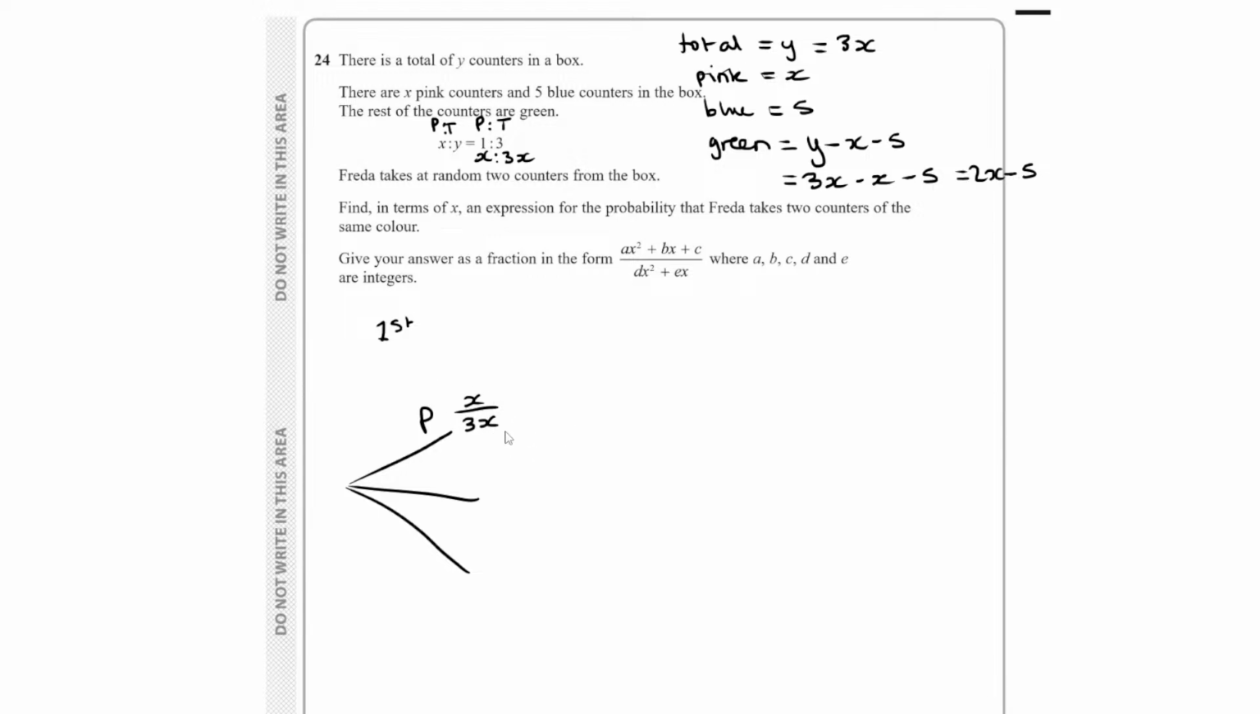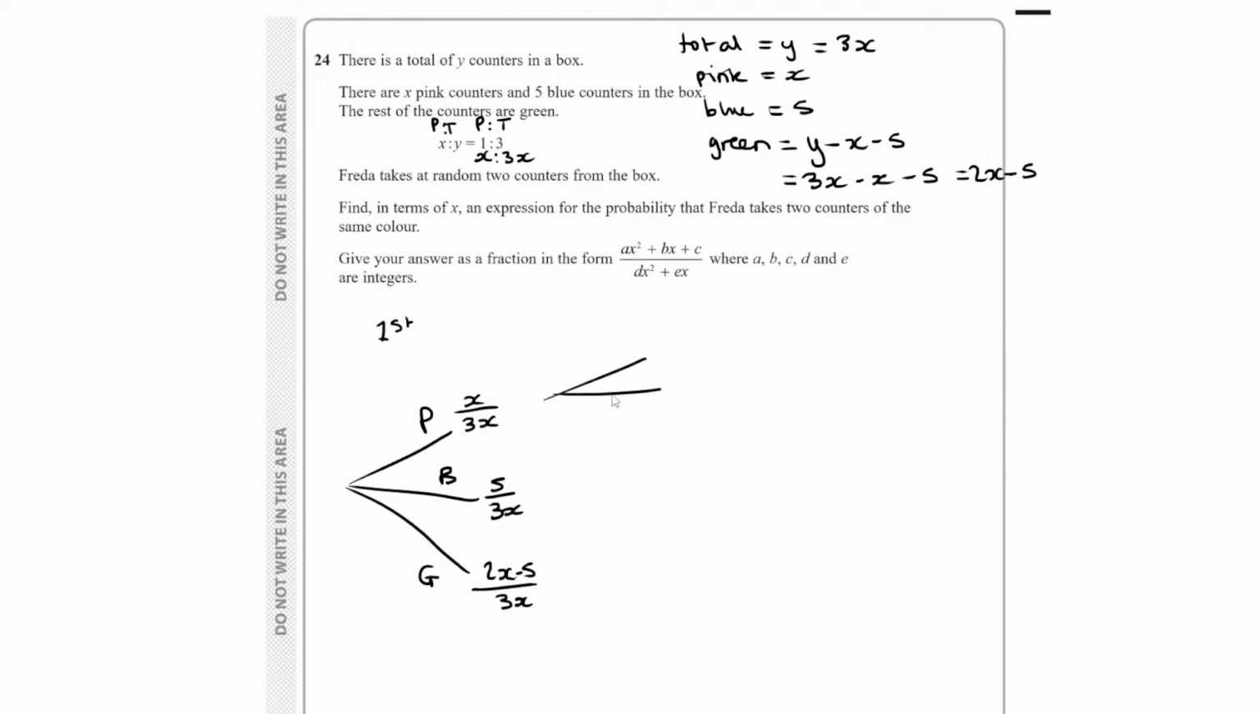Now I know you could simplify that fraction, but I wouldn't. Just leave it as it is for now. Then we've got blue. Blue is 5 counters, so the number 5, again out of the total, 3x. And then the probability of picking green is our 2x minus 5 out of the 3x again. So that's the first column. Then we obviously need to do our second one.